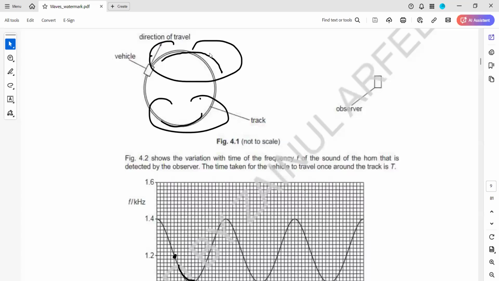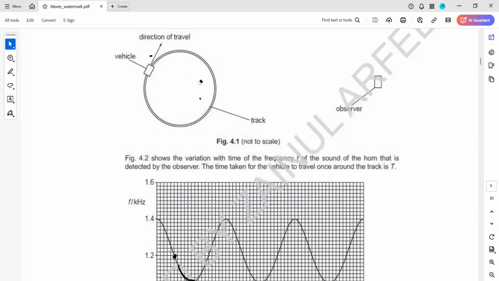If I draw, when it is approaching, this is the section, the higher frequency.